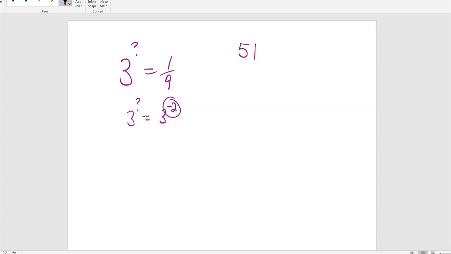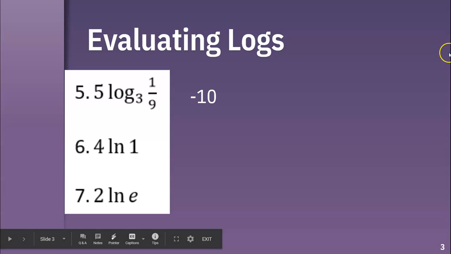But because our problem was 5 log base 3 of 1/9, and I've now determined that this part is negative 2, I still have the 5. So I'm going to do 5 times negative 2 and get negative 10. And this is my overall answer for the problem.